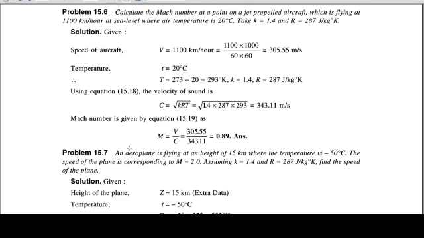Now the Mach number is equal to V upon C. Value of V is 305.55 and C we have calculated as 343.11. So value of M, that is Mach number, is equal to 0.89. So here we get the solution of that problem.